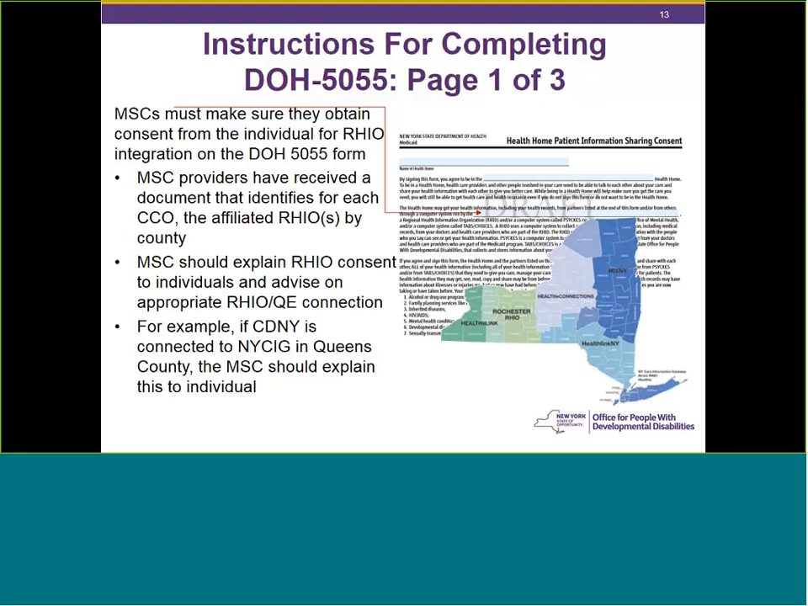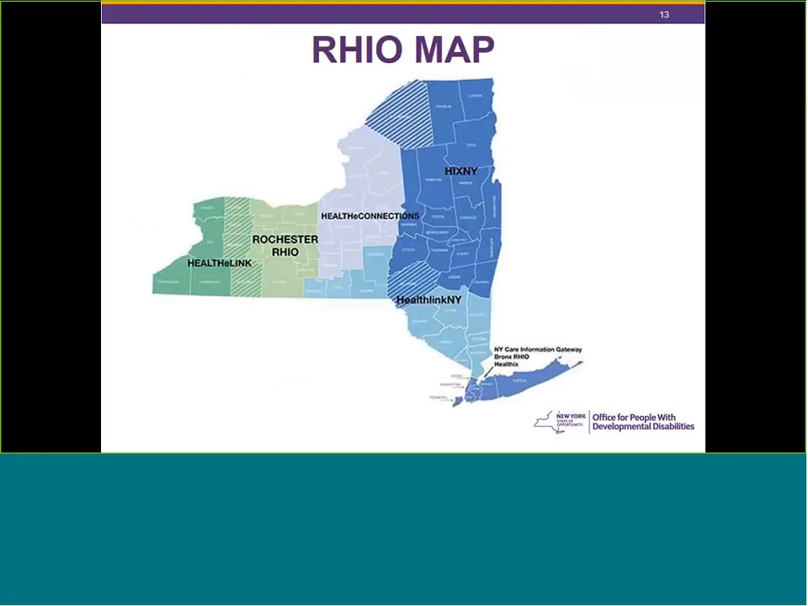basically gives you a resource tool to say, okay, if an individual lives in X county, they've selected X CCO, so Care Design New York CCO, you'll be able to actually identify and list the appropriate RHIO for that individual. So it's not essential for the individual to know, but it's a resource for you to access to then enter in the RHIO name into that consent form.